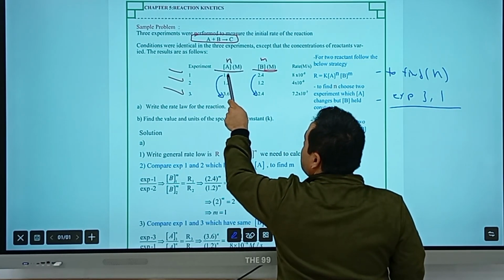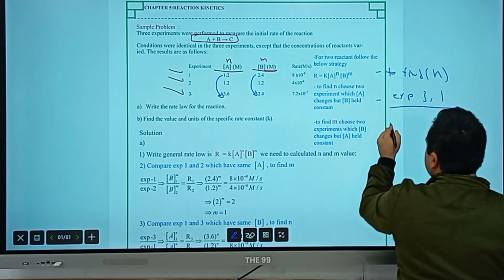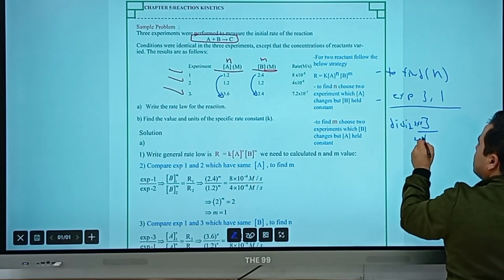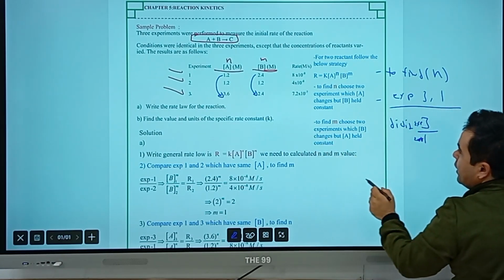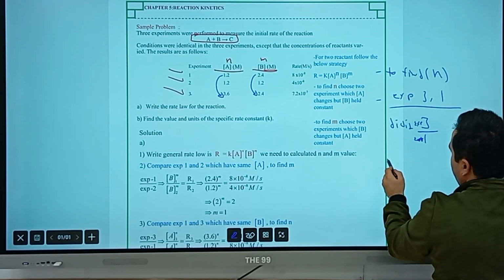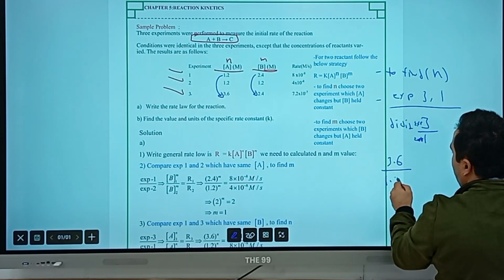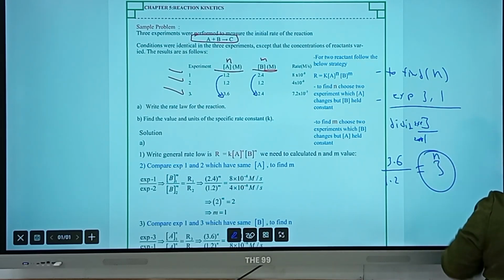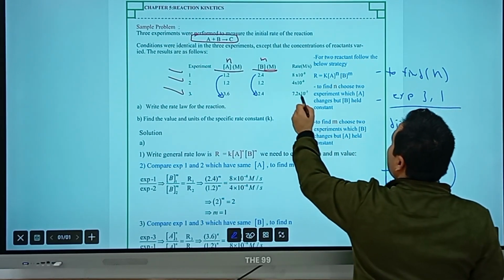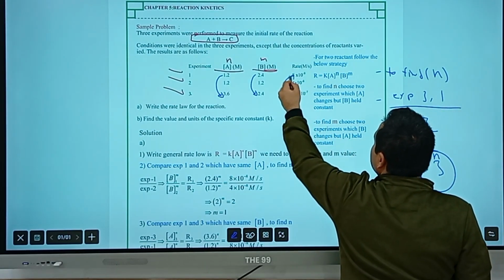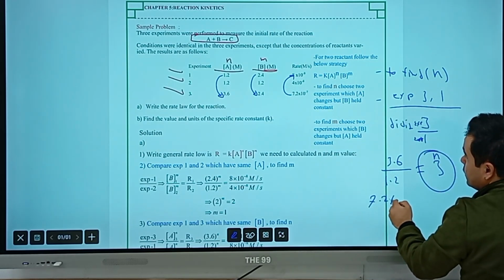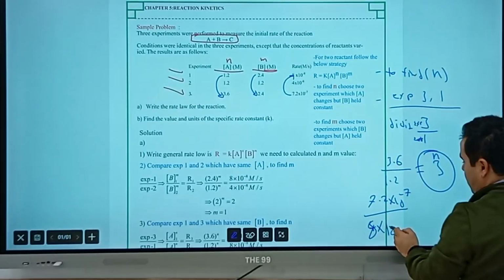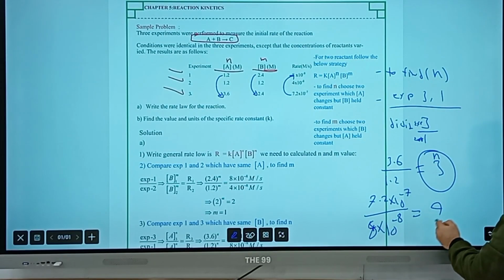Which one is the higher value? Of course, the third is higher. So divide experiment 3 by experiment 1. 3.6 divided by 1.2 is equal to 3, so 3 to the power of n. For the rate, divide 7.2 × 10 to the power minus 7 by 8 × 10 to the power minus 8. This results in 9.